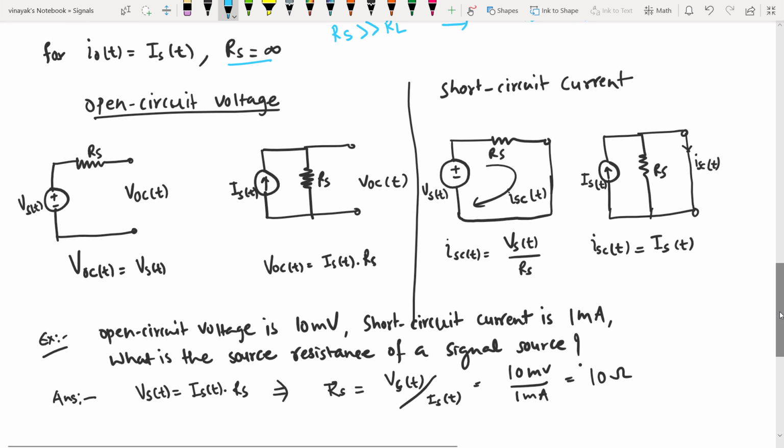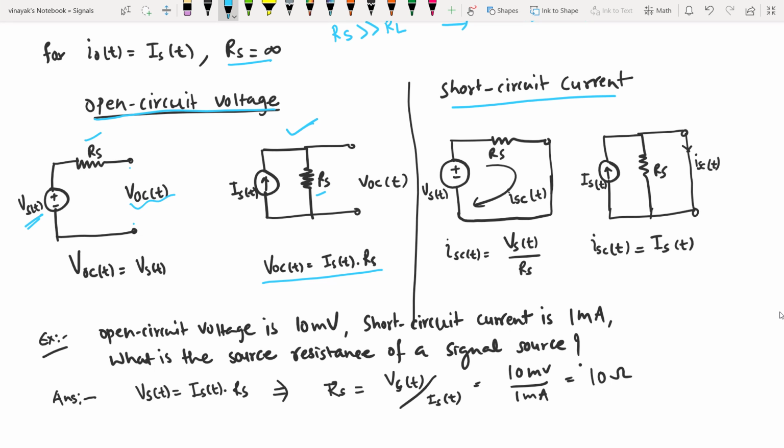So on the left side of this figure, we have to determine the open circuit voltage right over here. There is this voltage source, given by Vs of t. It has a resistance Rs, and we are asked what is the open circuit voltage, indicated by VOC of t. We can see that across these two terminals, it's simply the output voltage equals the input voltage. Okay, and in terms of the current source right over here, we have this input current source Is of t. It has a parallel resistance across its terminals indicated by Rs, and the open circuit voltage in this case would be simply the multiplication of the input current into the resistance.